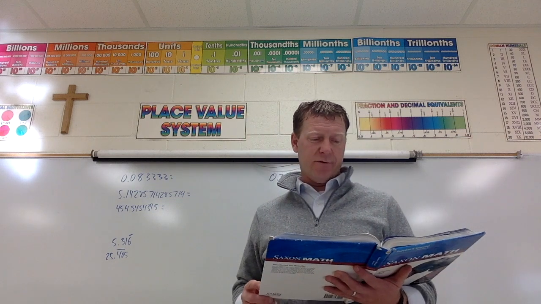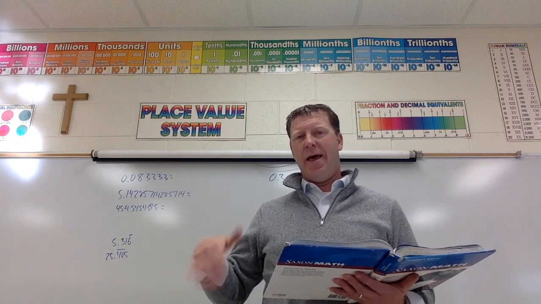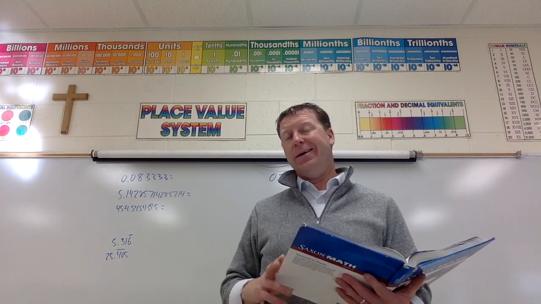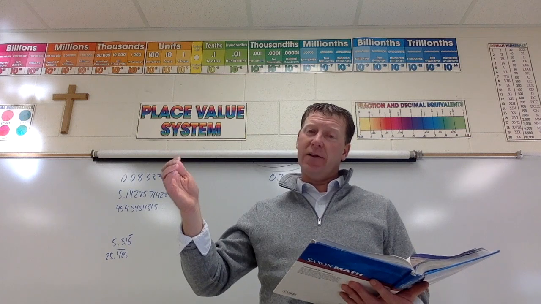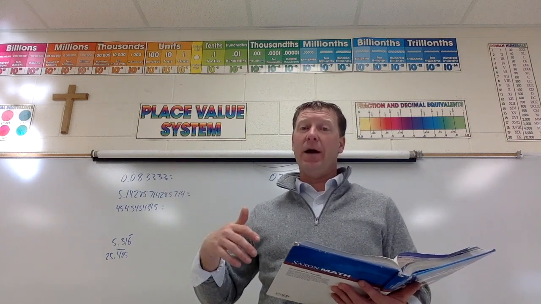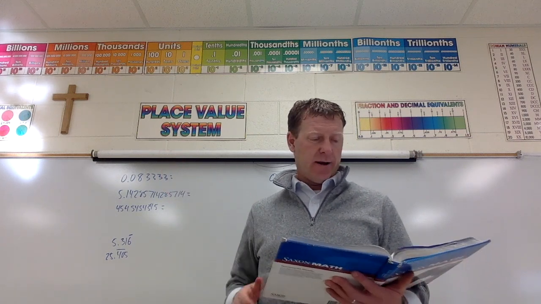Explain how to find the average of a set of numbers. Add and then divide. If you want more detail, add all the numbers together, divide by the quantity, or divide by the number of numbers that you added together.